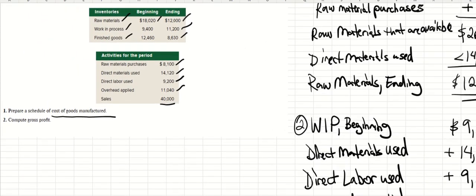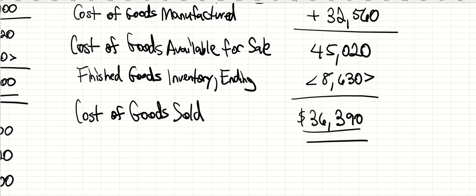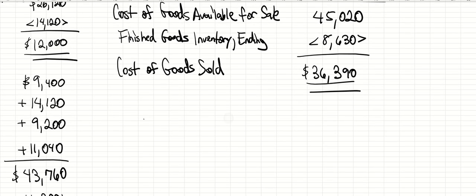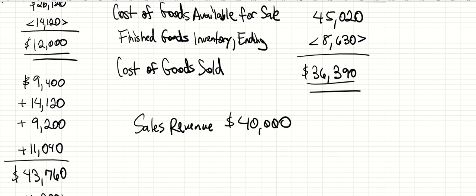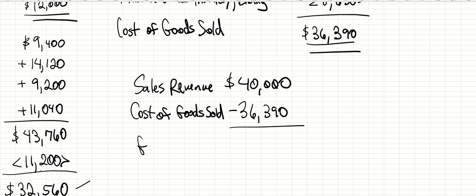All right. So we scroll back over here to the exercise. To compute the gross profit, we're going to take this 40,000 of sales revenue and subtract out the cost of goods sold of $36,390. Our gross profit is going to be $3,610.